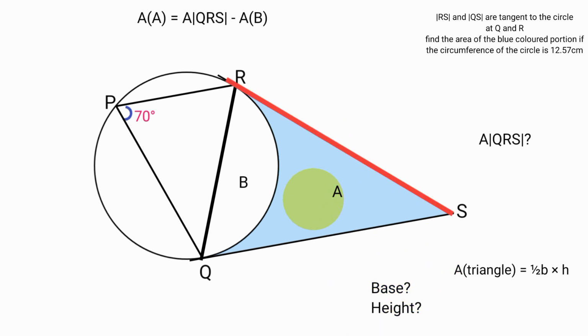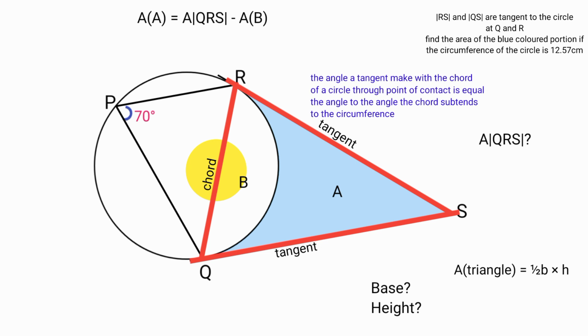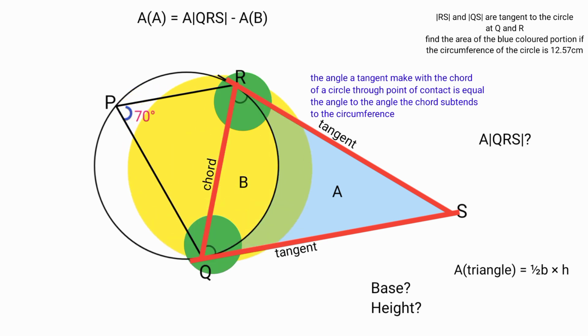Since this line RS and line QS are tangent to the circle, and this line QR is a chord to the circle, in the circle theory, there is a property of a circle that the angle a tangent of a circle makes with its chord at the point of contact is equal to the angle that chord subtends to the circumference. And that implies that this angle and this angle here must be equal to this angle here, which is 70 degrees. So these are also 70 degrees.